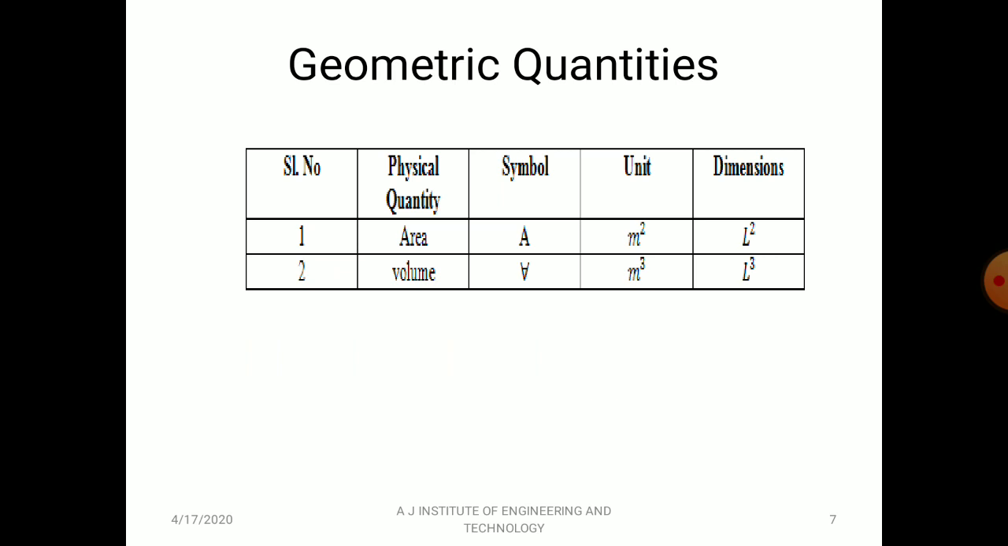Then volume. Volume is actually area into length, or area into thickness. It is represented by small letter V and the unit is meter cube. The dimension for meter is L, so in place of meter cube, we get L cube as the dimension for volume.